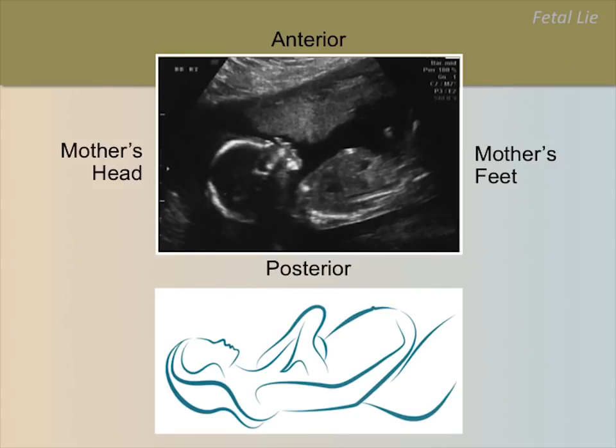This slide emphasizes the orientation of the fetus in relation to the mother during the scan. A breech fetus has its head toward the mother's head and buttocks toward the cervix on a sagittal scan.